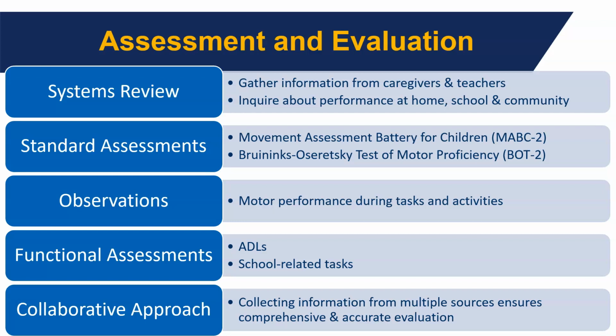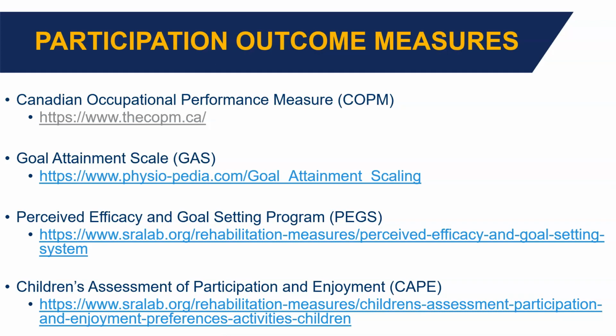So we would do a systems review where we're gathering information from both caregivers and teachers, inquiring about their performance at home, school, and the community. Standardized assessments. Some examples are the Movement Assessment Battery for Children and the Bruininks-Oseretsky Test of Motor Proficiency, also known as the BOT. Observations, we would observe motor performance during tasks and activities. Functional assessments would include looking at ADLs and school-related tasks. And then finally, a collaborative approach. We're collecting information from multiple sources, which helps to ensure a comprehensive and accurate evaluation.